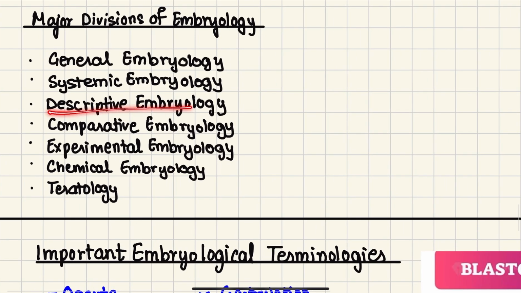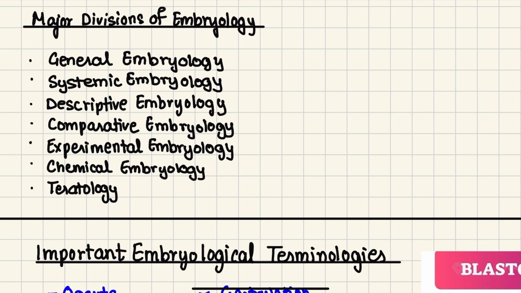Then we have something called descriptive embryology, which deals with the structure of different organs at various stages of development. During the development in general as well as systemic, we will cover descriptive embryology a little bit, not much in depth at this stage. Then we have comparative embryology, which deals with the study of embryos in various species of animals. We won't really cover comparative, but it is a branch. Then we have experimental, which deals with the results obtained from experiments on living embryos and fetuses of lower animals.